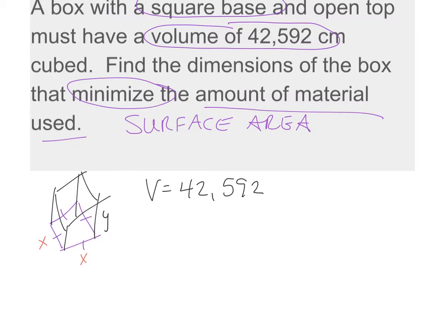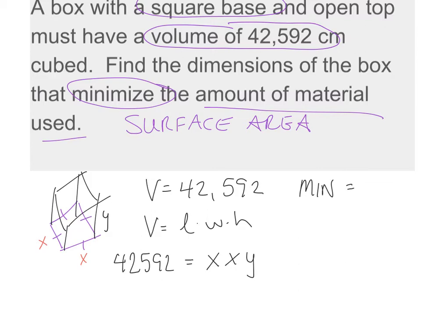All right, so I know volume, again, is length times width times height. So volume equals length times width times height. So I know my volume is 42592. My length is x, my width is x, and my height is y. So remember, in order to minimize or maximize a function, we need a function in terms of one variable. Now this doesn't have the word min or max, so clearly I have another function. I want to minimize the surface area.